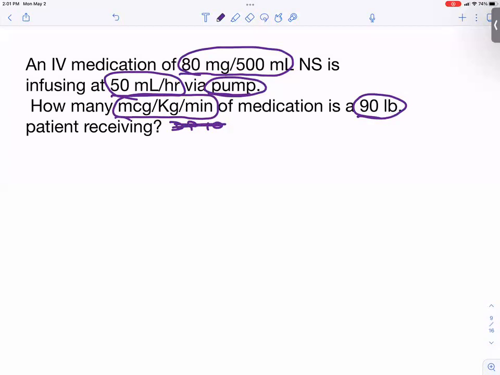All right, so we are solving for micrograms per kilogram per minute. I start with my order, my volume over time, 50 milliliters in an hour. And now I just start setting up my problem.